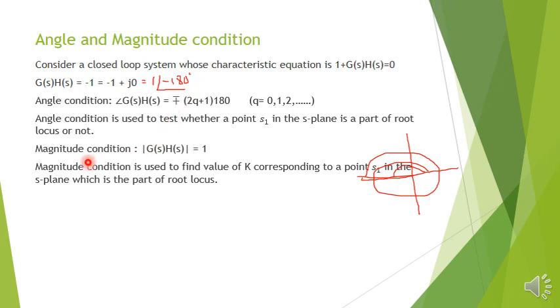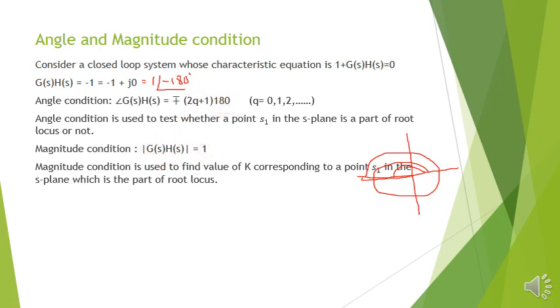About the magnitude condition. So here magnitude is 1. So according to the magnitude condition, magnitude of g of s h of s should be equal to 1. So this magnitude condition is used to find the value of k corresponding to the point S1 in the S-plane, which is the part of the root locus. So any point S1, it is the part of the root locus tested by angle condition. Then to find the value of k at which that S1 exists, we have to use magnitude condition.